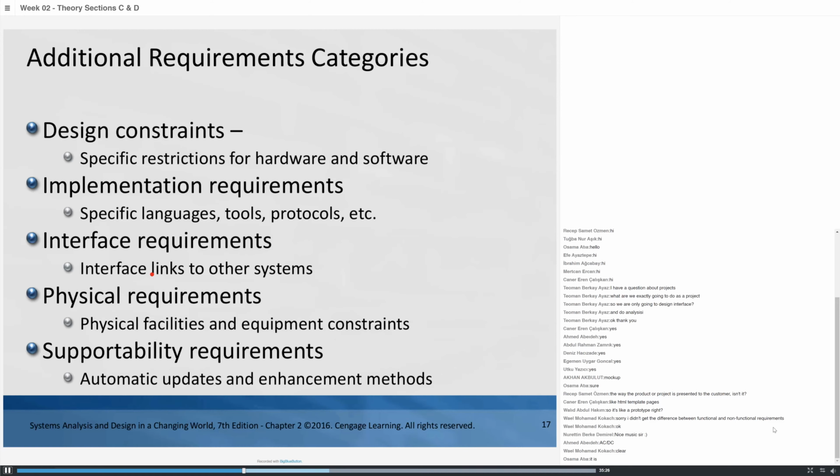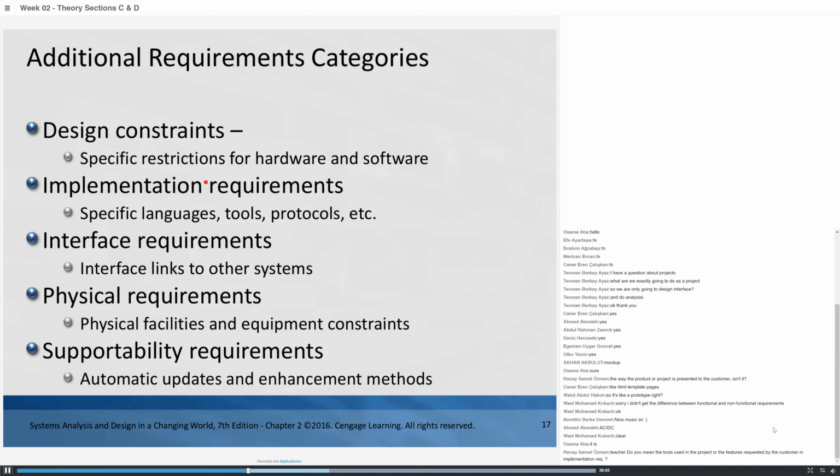And supportability requirements, and this is about how the system is installed, configured, and monitored. So they can say that we need an update server to perform version management and so on. Yeah, as you can see, we have dozens of requirements, but the most important thing is understanding the customer.